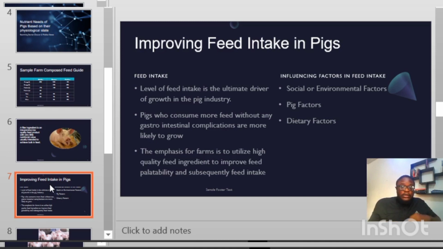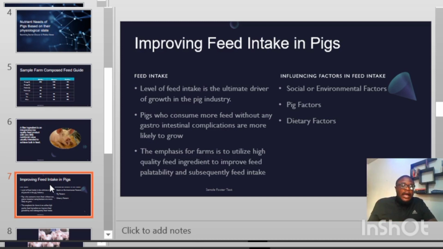This is true. And with feed intake, we discover that the emphasis for farms is to utilize high quality feed ingredients to improve feed palatability and subsequently feed intake. So I've always emphasized that even if you need to diversify and bring in other alternative feed ingredients, you need to keep an eye for high quality.